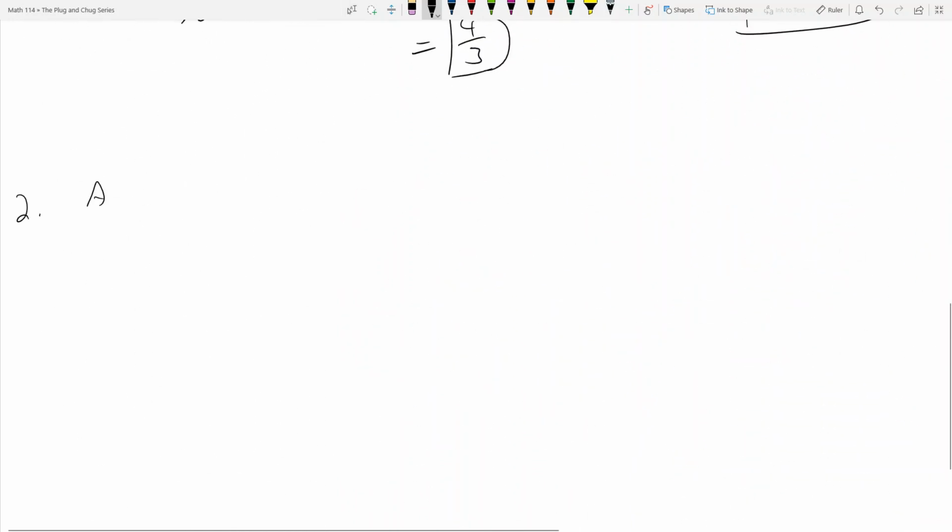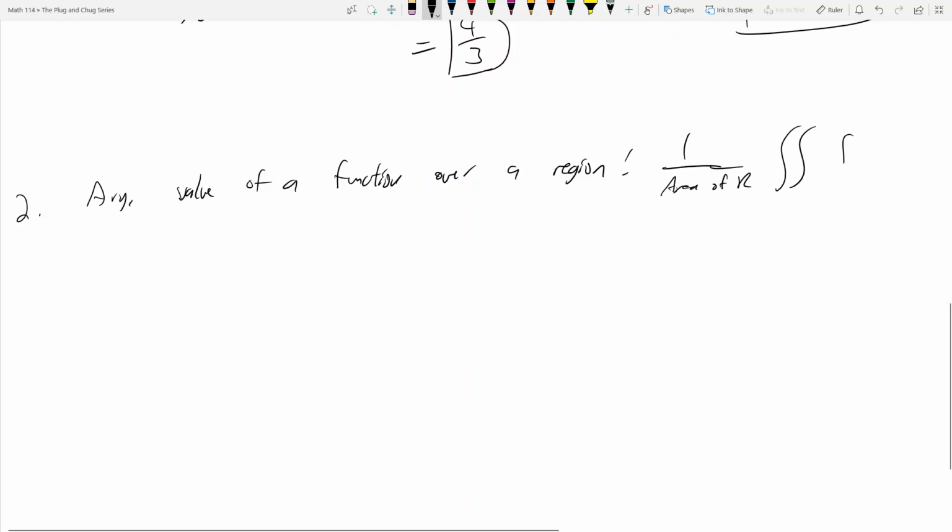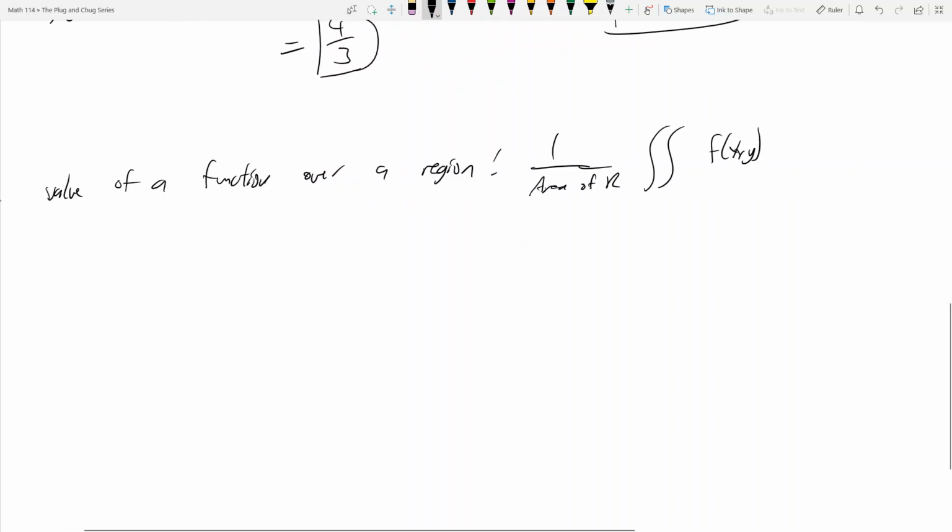The next one is the average value of a function over a region, and it's 1 over the area of the region times the integral of the function. So let's say the function is f of x, y evaluated over the region. Okay, so that makes sense, right? You integrate the function over that region, and then you divide it by the area of the region, and you should get the average value.